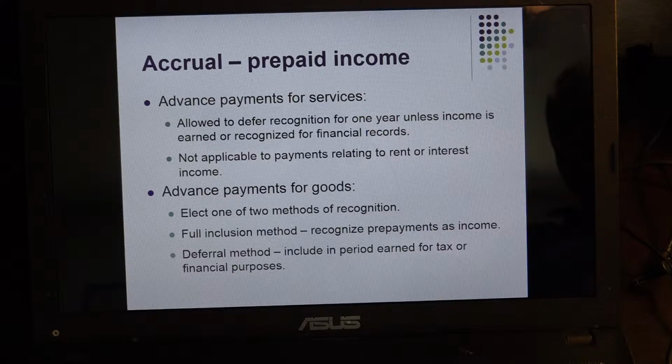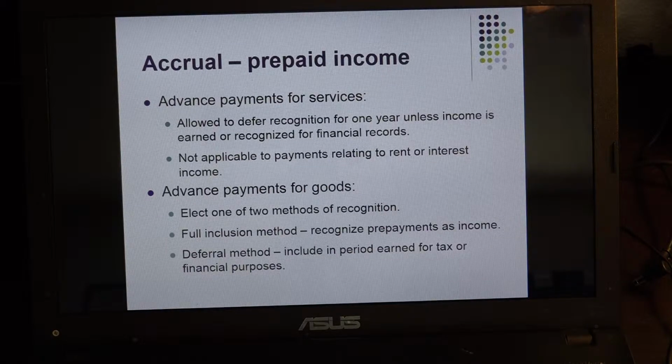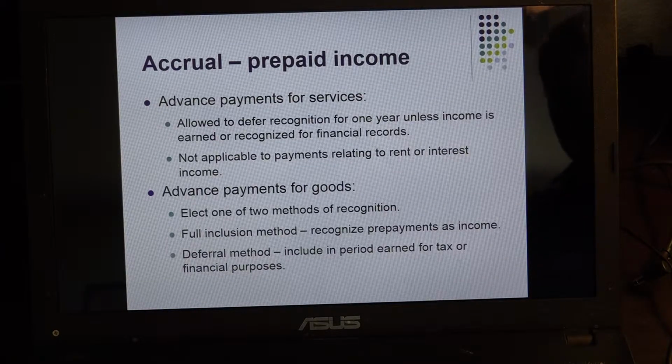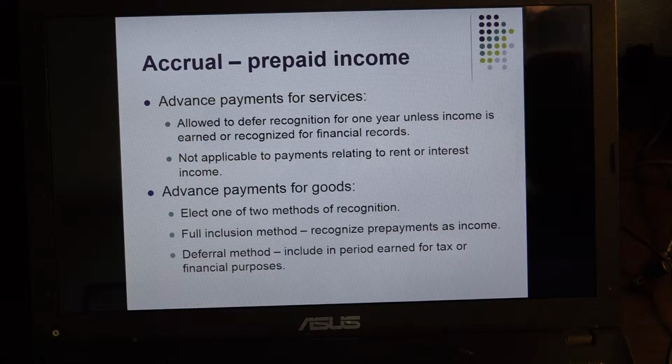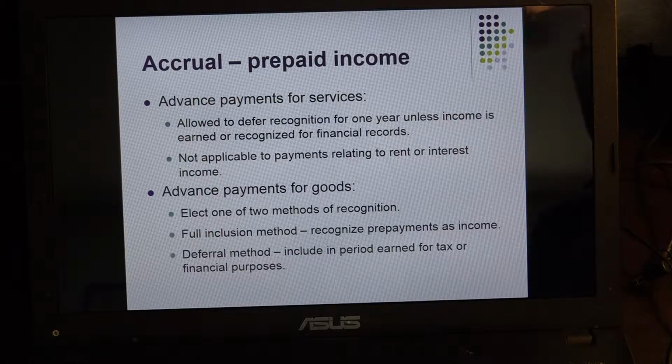As far as advance payments of goods, you can elect one of two methods. You can elect the full inclusion method, in which case you would recognize prepayments as income, or you can use the deferral method. And what you would do there is include it in the period earned for tax or financial purposes.